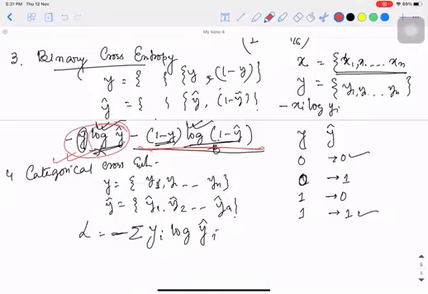Now, because y is just 1 or 0, depending upon the values of this log, the penalty will increase or decrease. So this is cross entropy, binary cross entropy, and we already have seen the square loss. So these are some of the loss functions that we use.